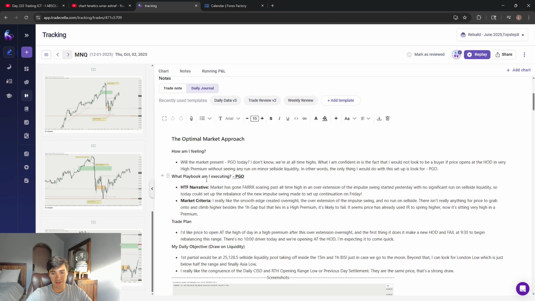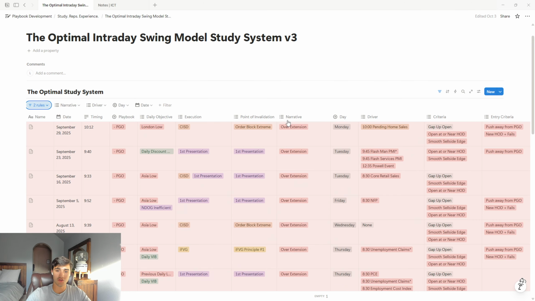For example, this is the daily journal, right? My daily objective, it's the same thing as draw on liquidity, okay? When I say daily objective, I mean draw on liquidity. What did the market reach for in that session? What did the market reach for in that day? Now you can go into the market comfortable.